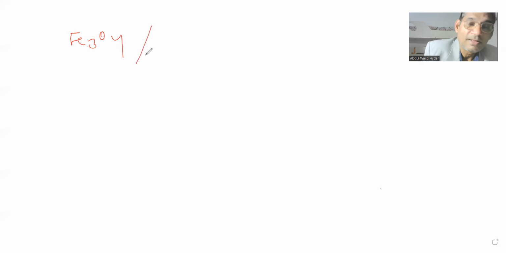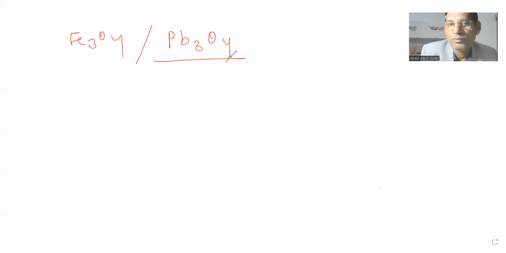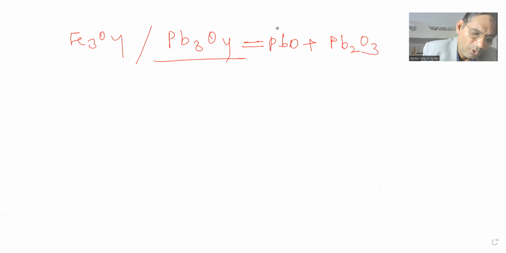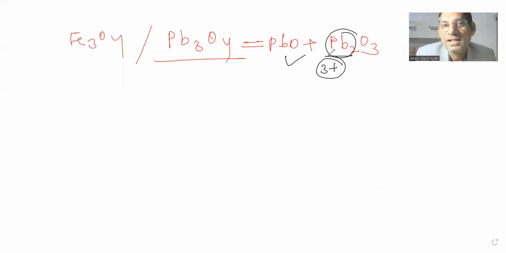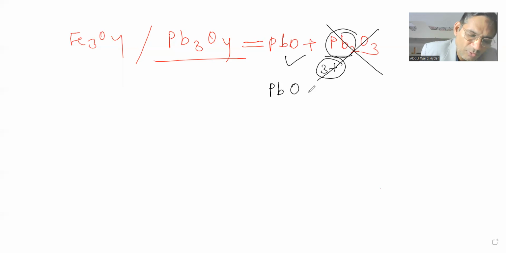Now, like that, I'll talk further about Pb3O4. It looks similar to Fe3O4, but it is not similar to Fe3O4. It is not made of PbO plus Pb2O3. Why is it not made of PbO and Pb2O3? PbO is fine. What about Pb2O3? In this case, Pb will be showing a 3 plus oxidation state, which lead can't show. So this won't be the right one. It's a mixture of PbO plus PbO2.